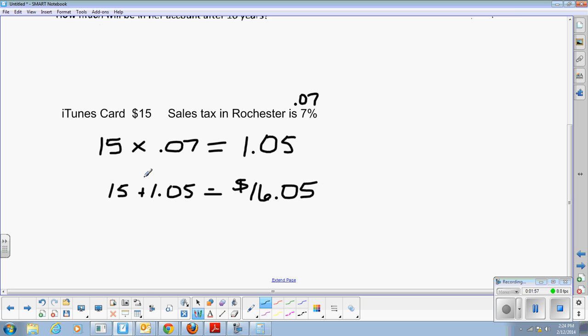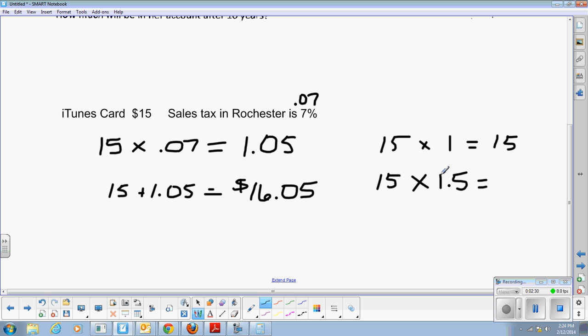Now, there are two calculations here, one where I multiplied and one where I added. This can actually all be done in one calculation. Take a look for a second. If I multiply 15 times 1, I will get 15 as an answer, won't I? Take a look at this for a second. If I do 15 times 1.5, will my answer be bigger than 15?